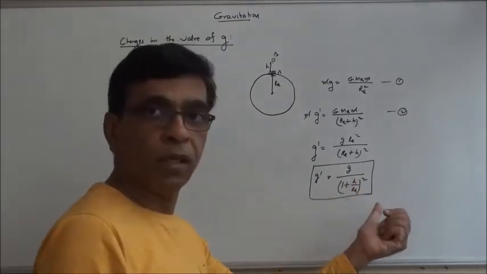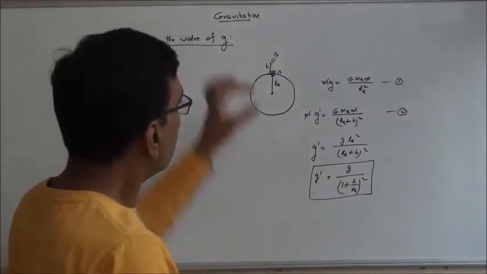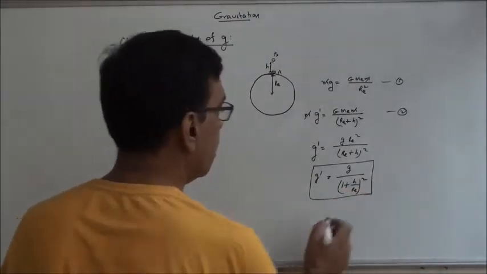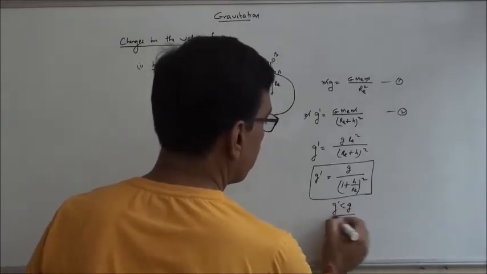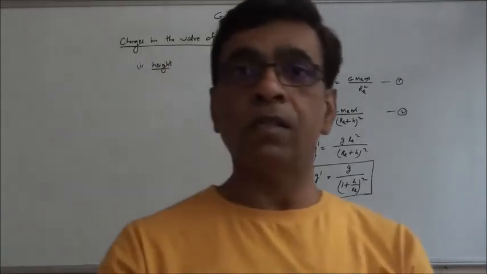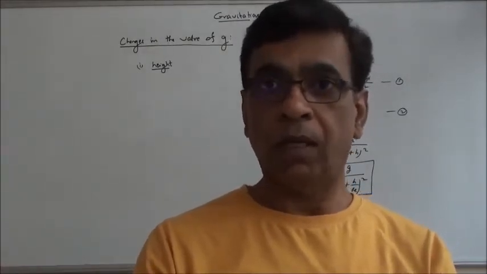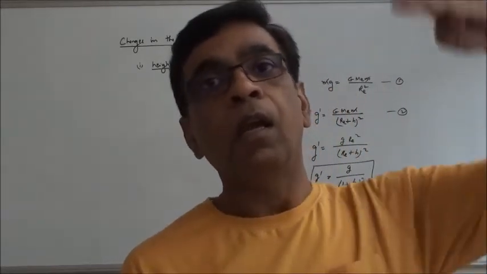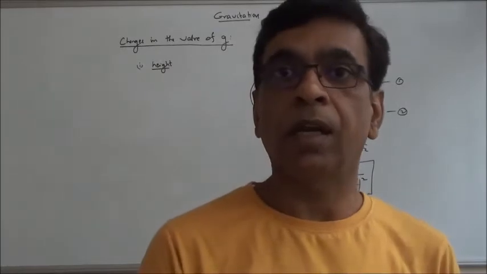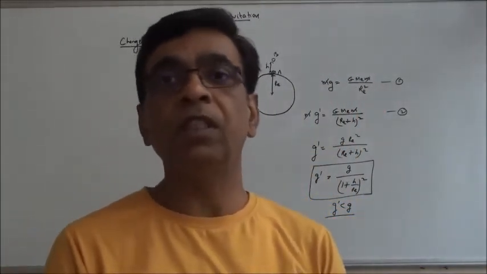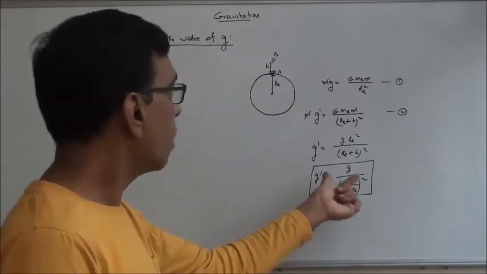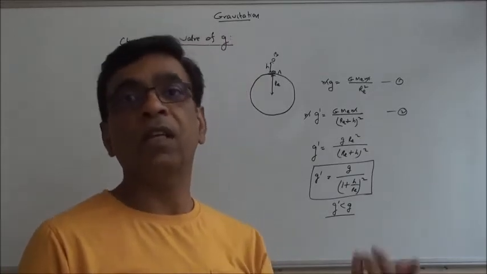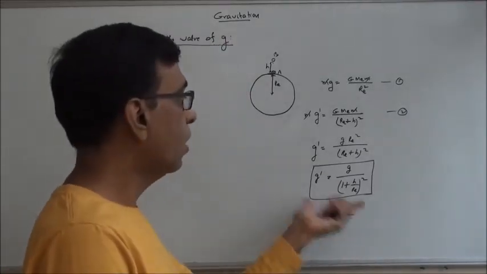Now h is positive always. So this denominator is more than 1. It means g dash will always be less than g. And the reason is the distance has increased. GM_e m upon R_e square is the gravitational force when the object is on the Earth's surface, but when it is above the Earth's surface at a height h, then the gravitational force is GM_e m upon (R_e plus h) square. So now the gravitational force will be less. That's why the gravitational acceleration will be less.